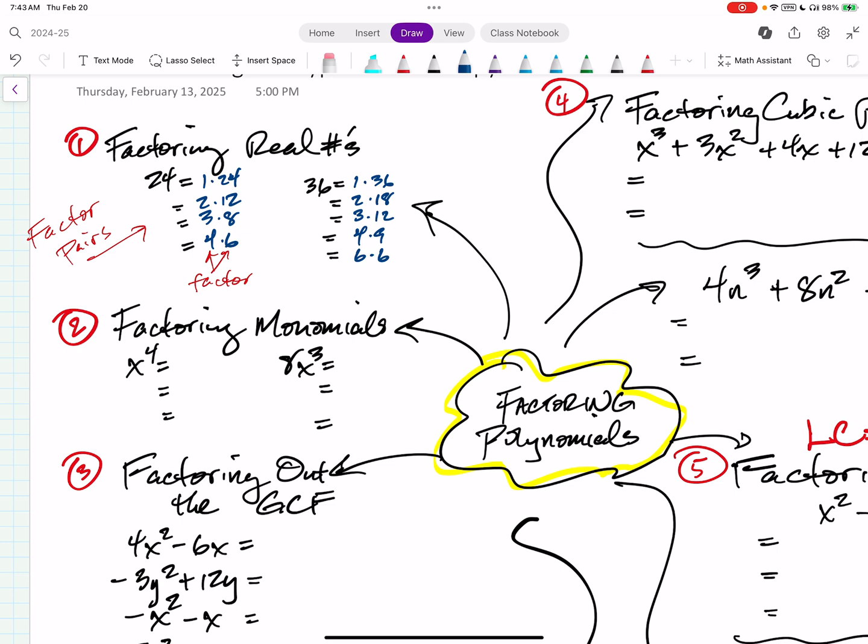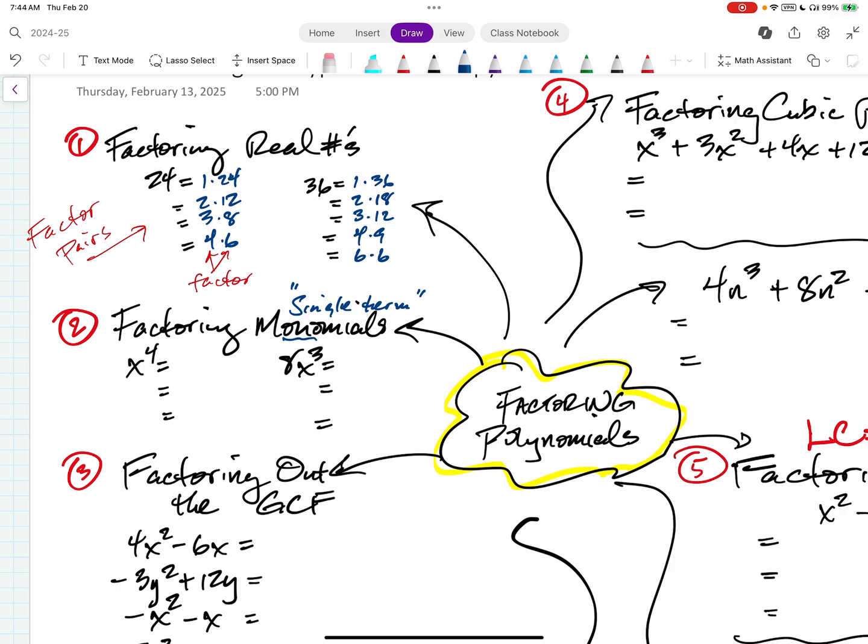Now you can factor monomials too. Monomial means single term. Mono means single term. Binomials have 2 terms, trinomials have 3 terms, and when you're beyond 3 terms, people usually just say polynomial, poly meaning many.